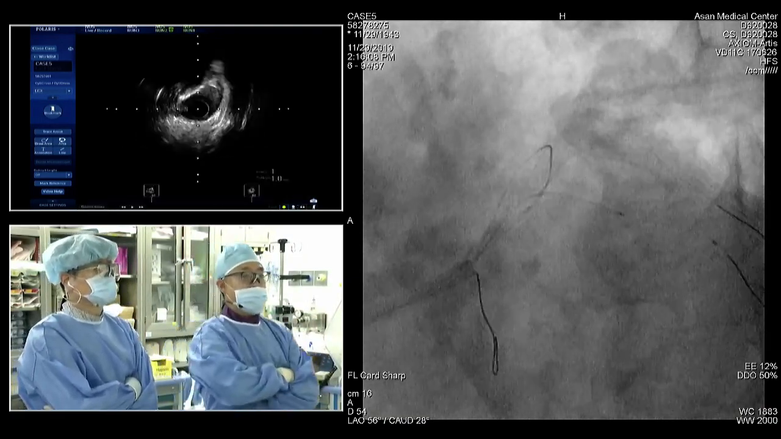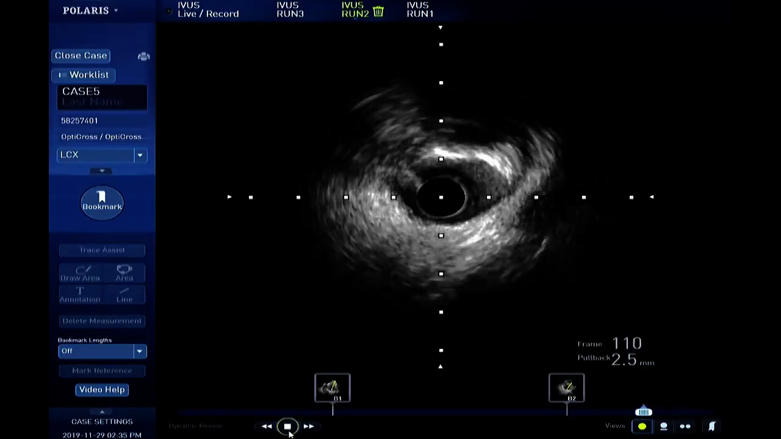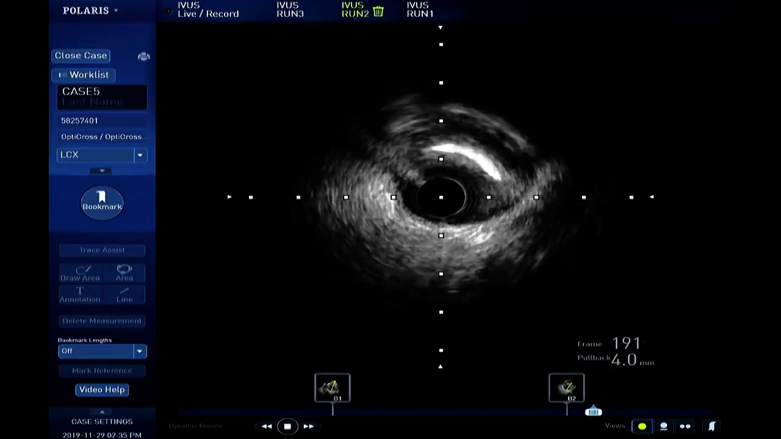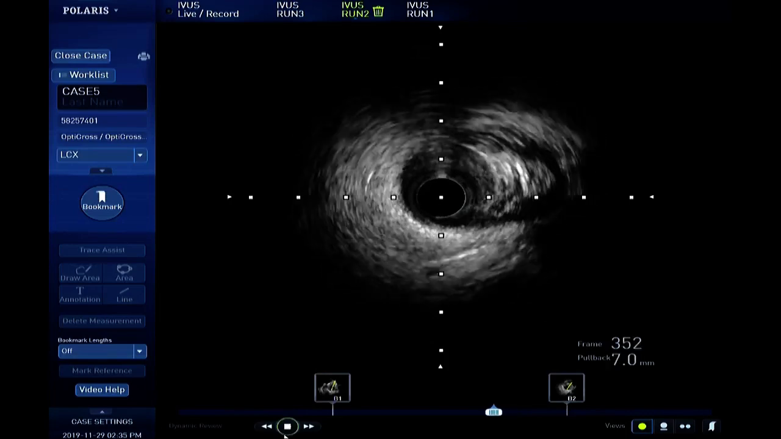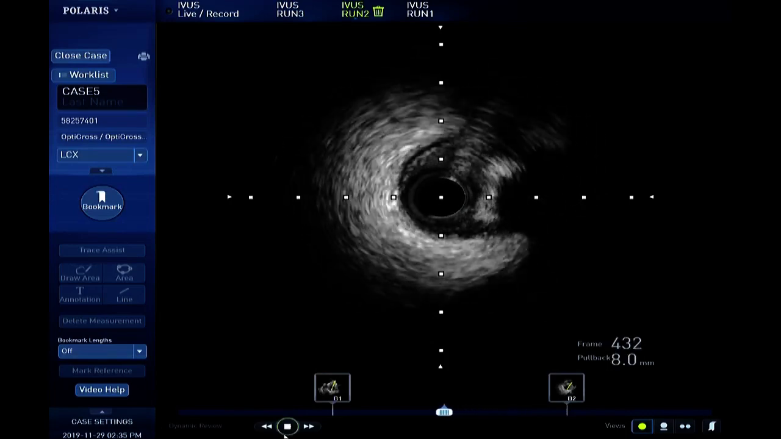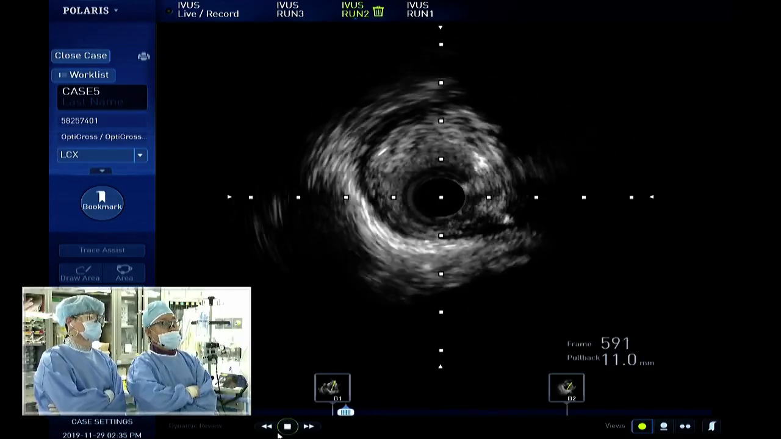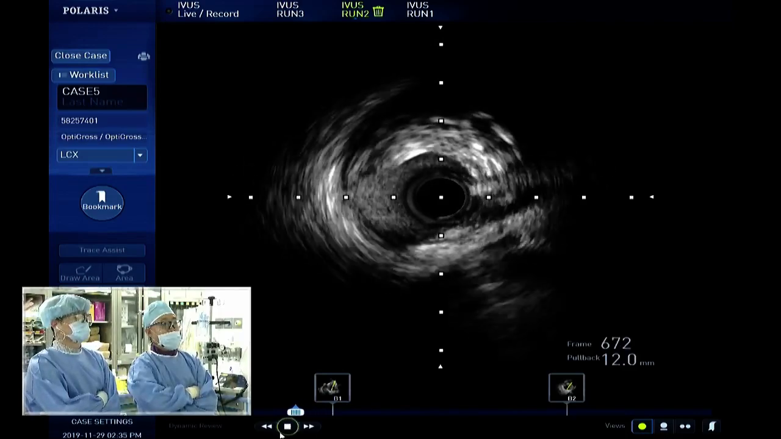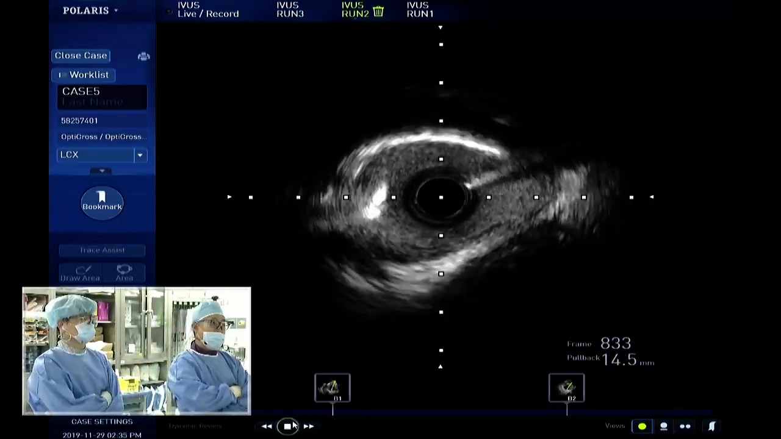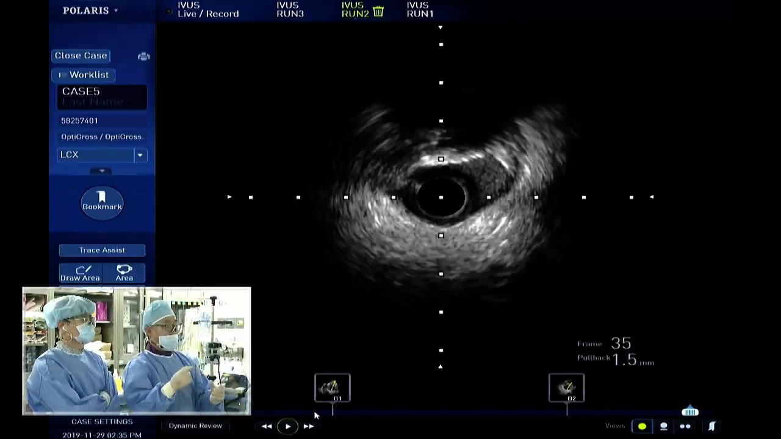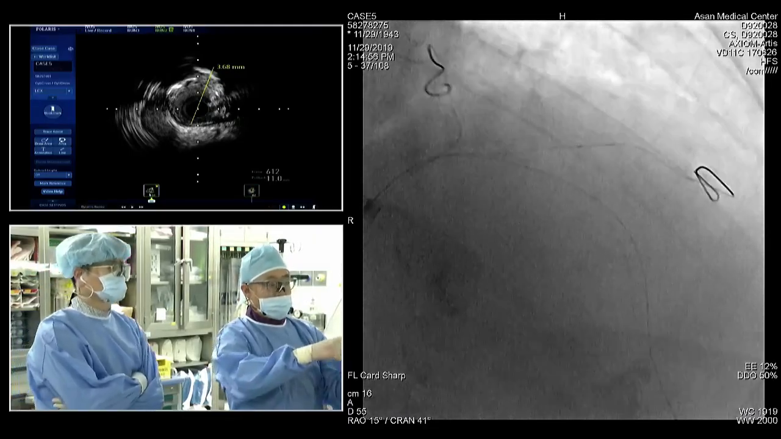Could you show us the circumflex IVUS? Okay, this is the proximal circumflex. The vessel is approximately 3.0, not small, and you can see the ostium. This is the circumflex ostium, it's also tight. The circumflex ostium is very tight, and the main jumped the IVUS.